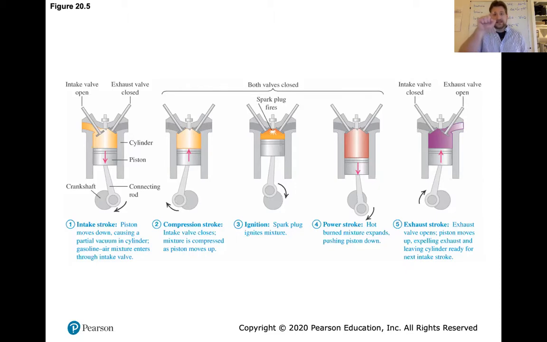And on the way back, the compression happens, and then there's an ignition, and that ignition causes a heating and expansion that pushes the connecting rod down, rotating the crankshaft again. And then on its way back up, the piston pushes the spent fuel out through the exhaust valve when that opens, and then we are ready to close the exhaust valve, open the intake valve, and repeat the cycle again.